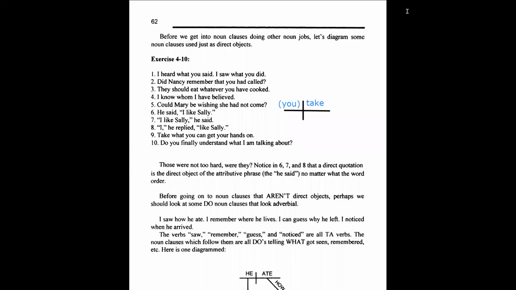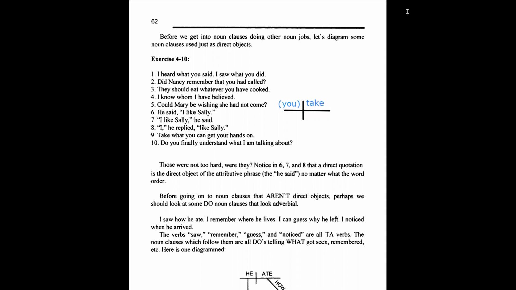So what is the direct object? What you can get your hands on. All right, we've got to break that down. Ask yourself, where is the subject?